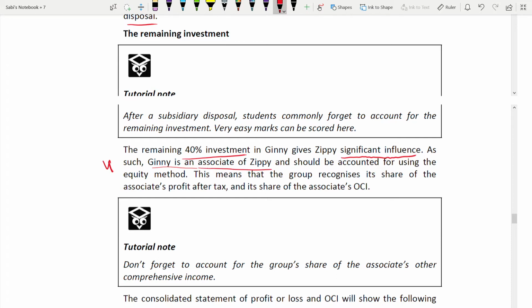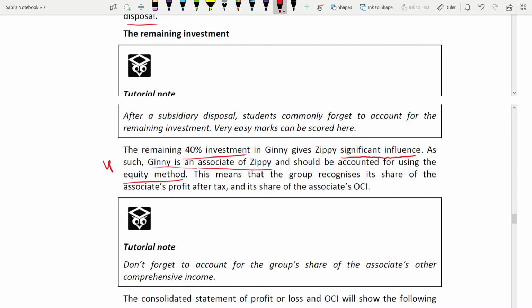Important words. You need to write subsidiary, associate. Associate is significant influence, subsidiary is control. And it should be accounted for using the associate. You should account using what method? Equity method. This should be mentioned in your answer. Whenever associate is there, equity method. Whenever subsidiary is there, consolidation.